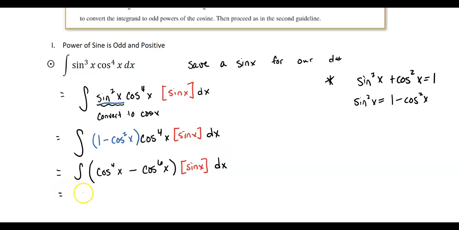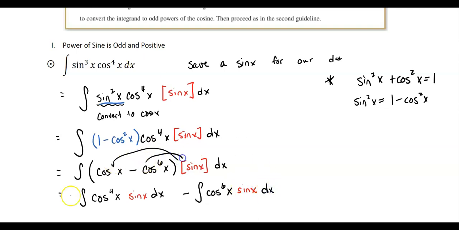And then now I'm going to distribute everything again, so I'll have cosine to the fourth power of x times sine of x dx minus the integral of cosine to the sixth of x times sine of x dx. So you can see all that I've done is just basically distribute here.